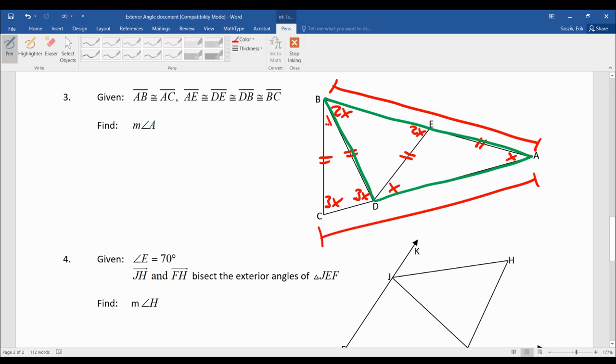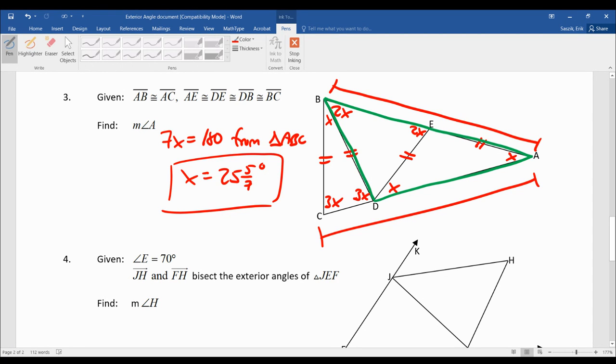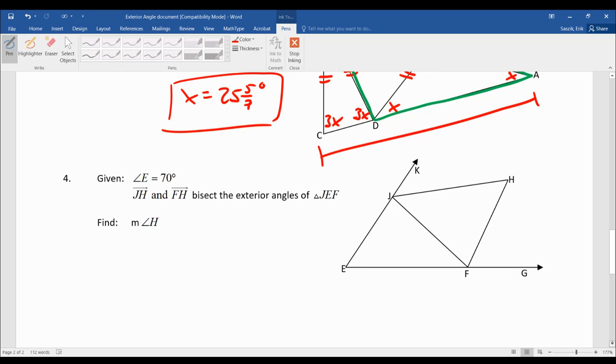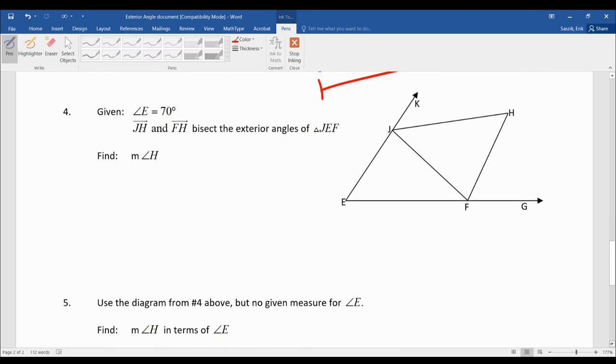So if that's 2x, that's x. We have 3x plus 3x plus x. We have 7x equals 180 from triangle ABC. So x comes out to 25 and 5/7. Okay, that's the measure of angle A, because that's what we called x to begin with. So these can be pretty neat. They can be tough too, okay?